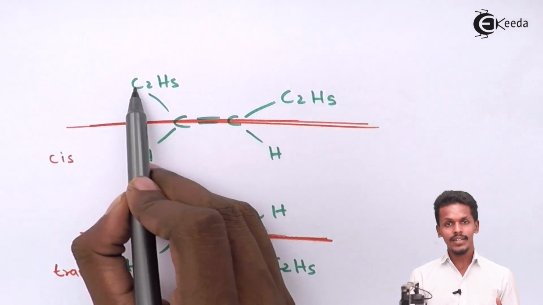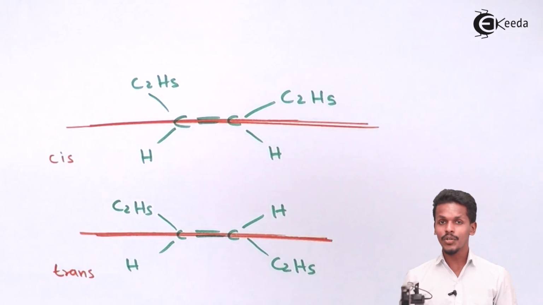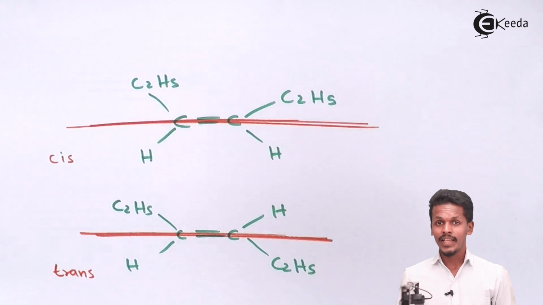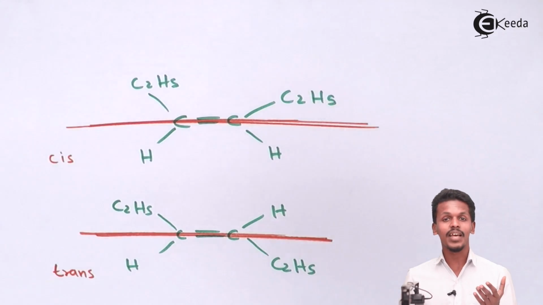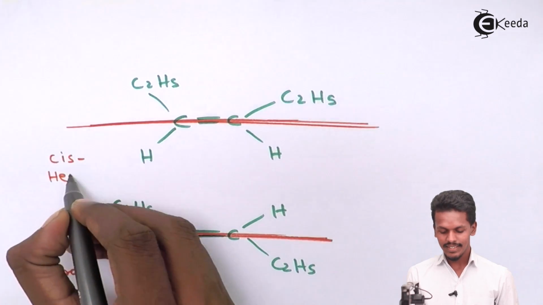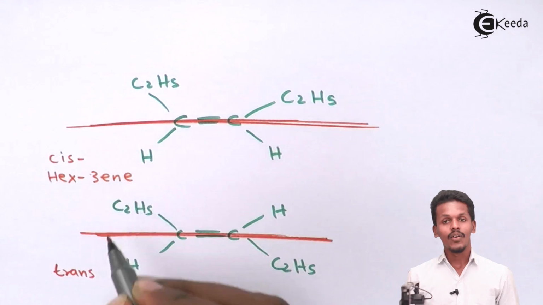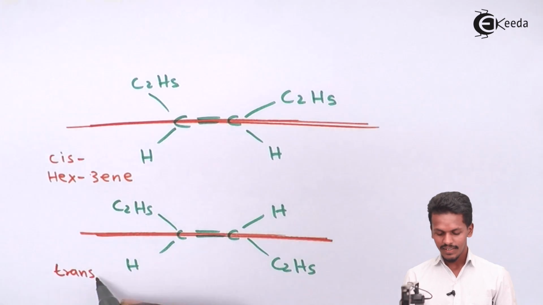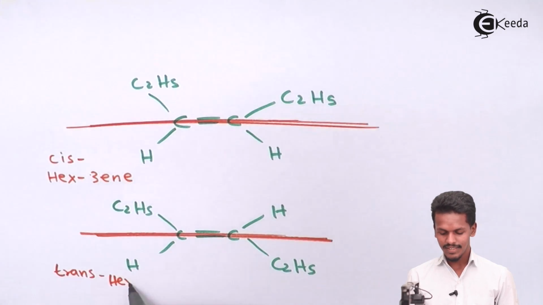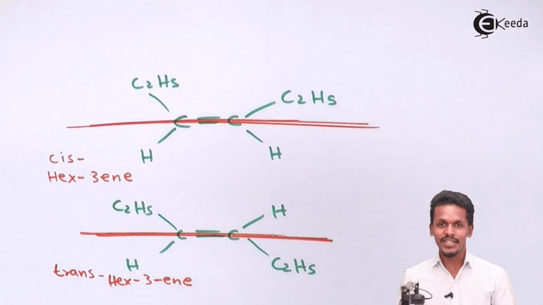So carbon number 1 and 2 is present over here. This is the third one, 4th, 5th and 6th, making it a hexene. But the carbon-carbon double bond starts from carbon number 3, so this would be called cis hex-3-ene, while this would be basically trans hex-3-ene. So now this is the one which shows cis and trans isomers.